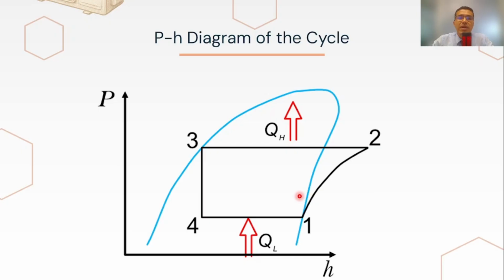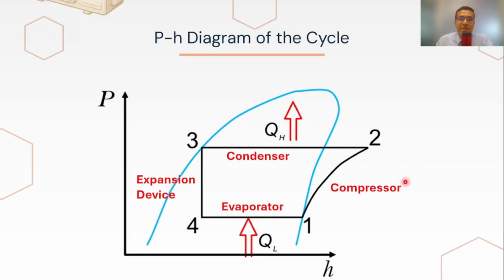Now let's look at the same cycle on the pH diagram: pressure versus enthalpy. This diagram is especially useful in refrigeration system design because it allows for direct visualization of energy quantities. The horizontal axis represents enthalpy and the vertical axis represents pressure. The dome-shaped curve encloses the two-phase region. The enthalpy difference between the outlet and the inlet of the compressor, between state 1 and 2, represents the work input to the compressor.